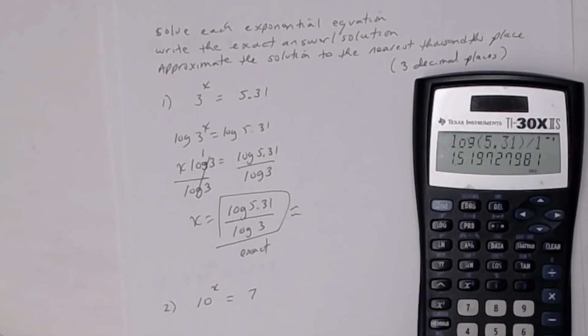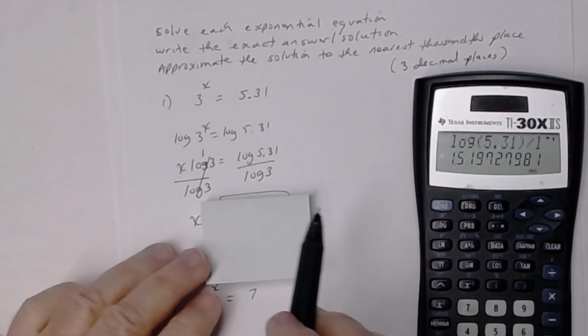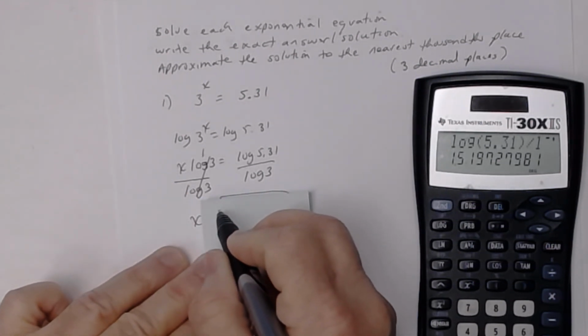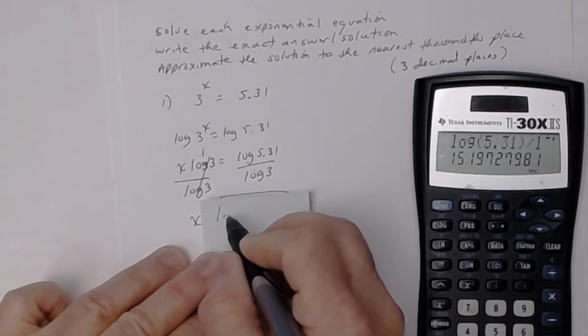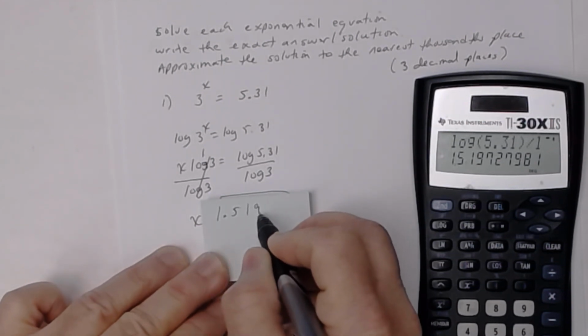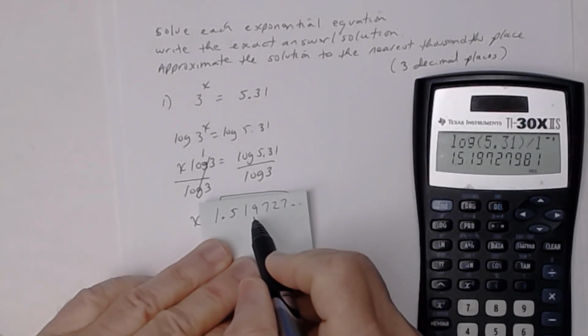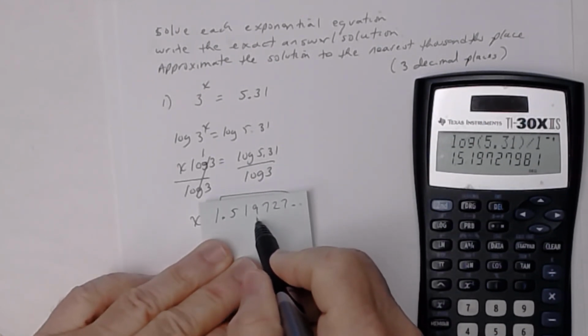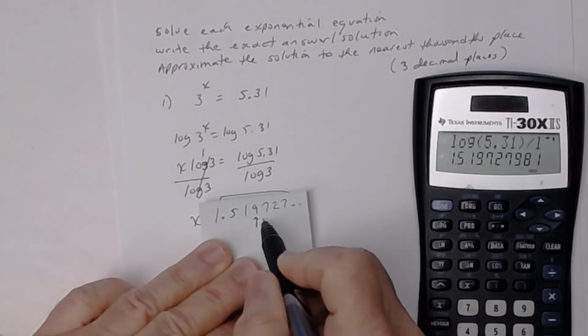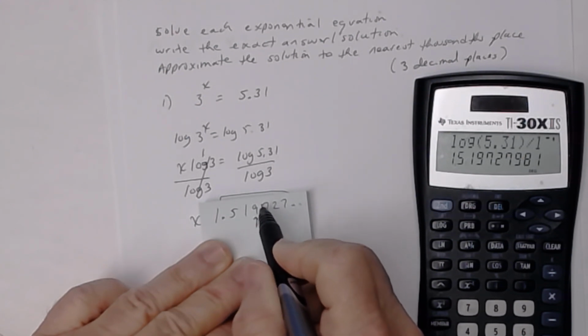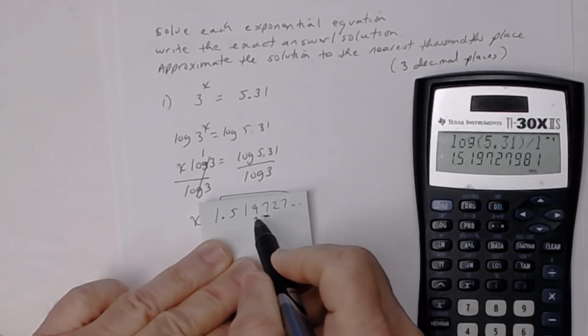All right, now remember we want to round to the nearest thousandths, right? So I'm going to go ahead and just rewrite this, just to elaborate on something. 5.519727 and so on. All right, so the nearest thousandths is right here. The 9 is in the thousandths place. I have to look at this digit. Since this number right here is 5 or greater, I've got to add 1 to the 9.